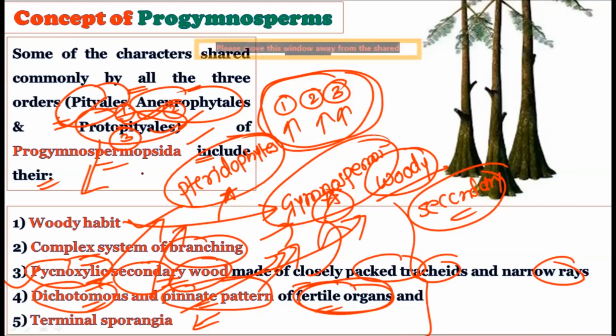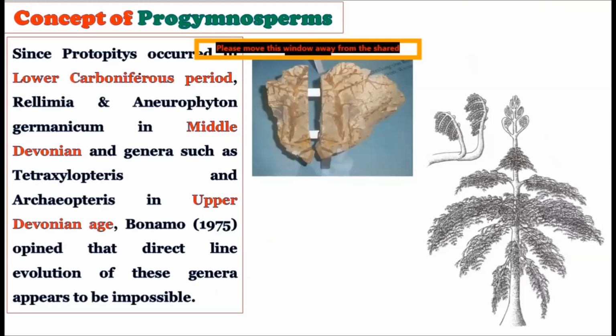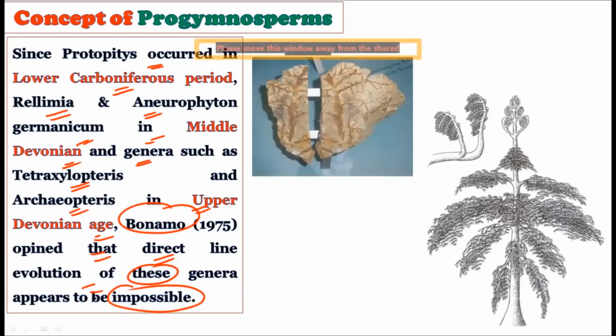That is why we place all three orders under this particular heading, which is called the progymnosperms. Now consider, since the Protopitys occurred in the lower Carboniferous period, Rellimia and Aneurophyton germanicum in the middle Devonian, and genera such as Tetraxylopteris and Archaeopteris in the upper Devonian age, Bonamo opines that the direct line of evolution of these genera appears to be impossible. A very important point is there.